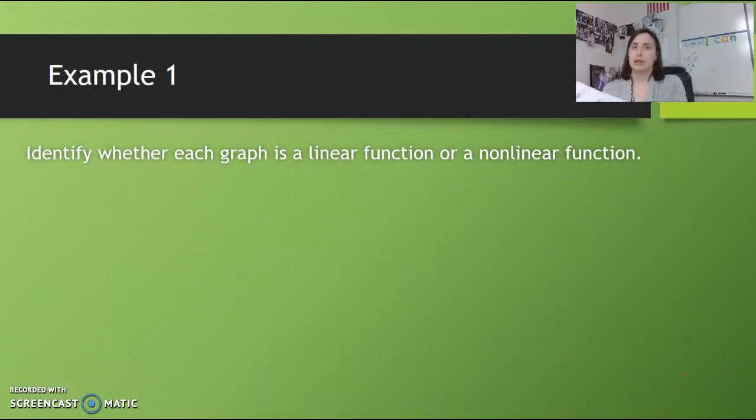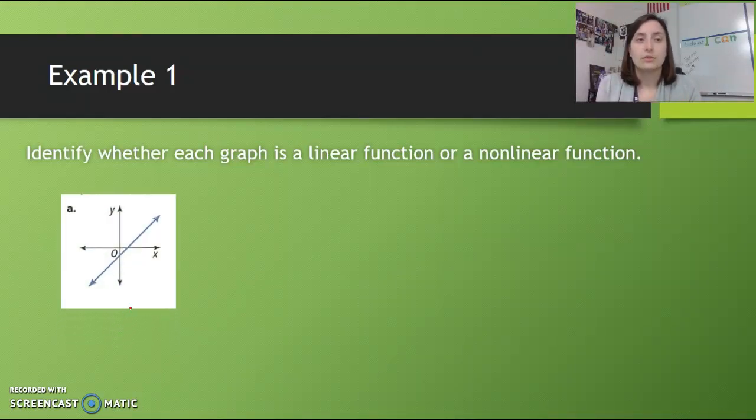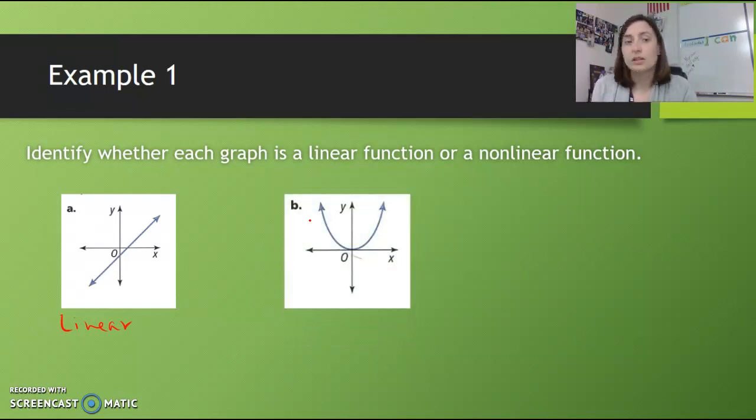So now, identify whether each graph is a linear function or a nonlinear function. Well, that's pretty simple because all I have to do is look at it. When I look at A, well, that's a line, so this is linear. When I look at B, it's a definite curve. So this is going to be a nonlinear function.